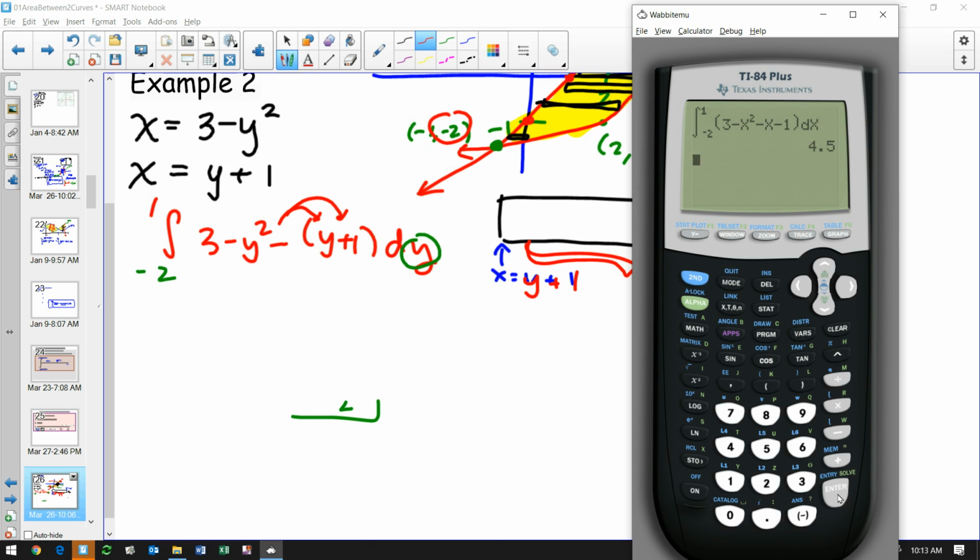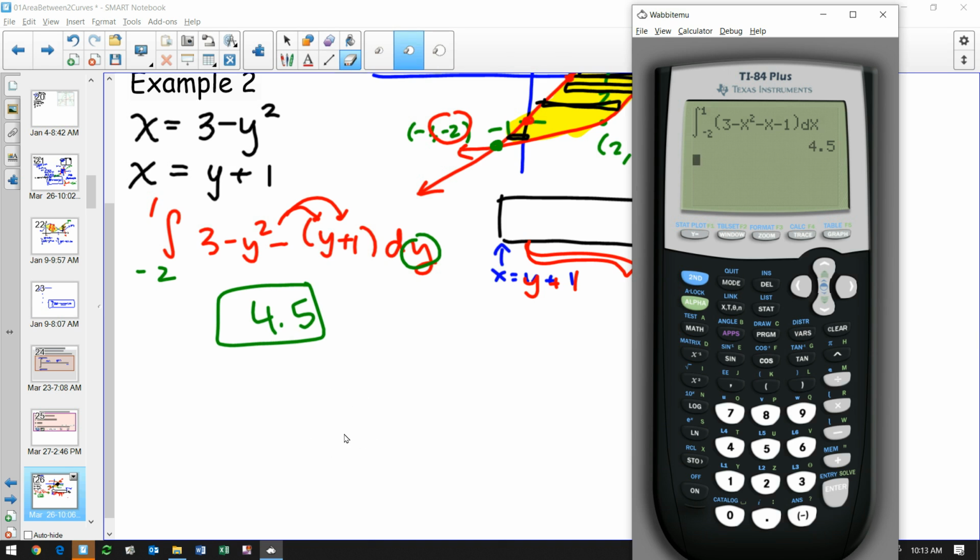And this should be the area of the highlighted region. And that answer is going to be 4.5. So we did this with a calculator. And for fun, if you wanted to on your own, you could do it without a calculator. Okay? Any questions on how to do these problems?